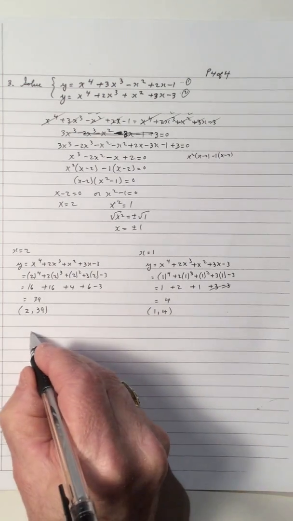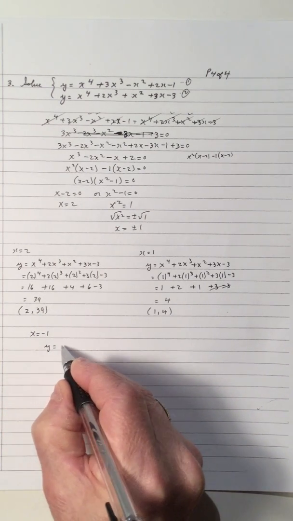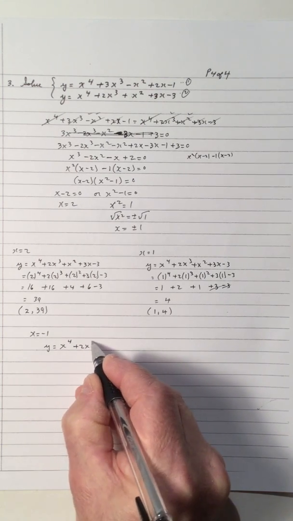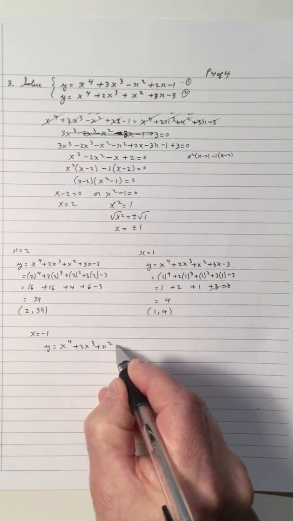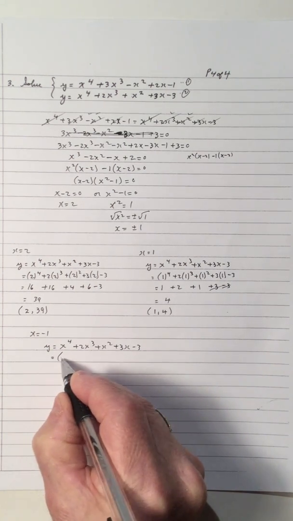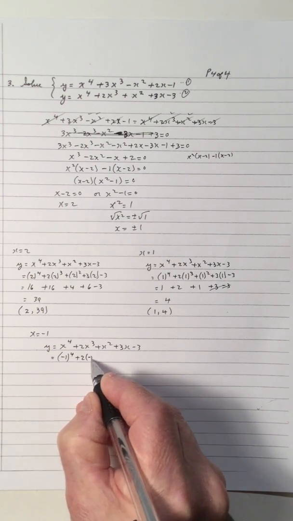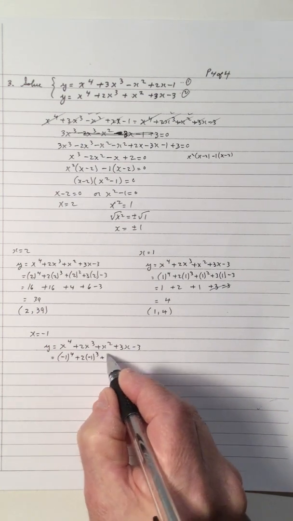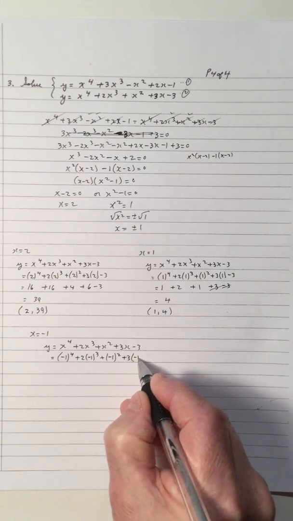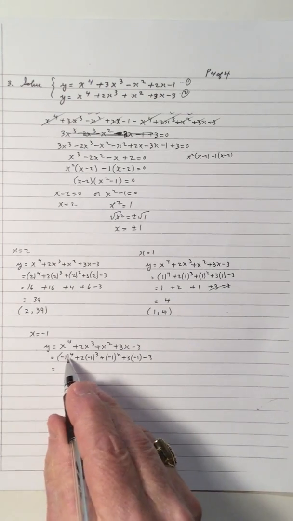Now, we're going to put in x equals negative 1, and we're going to sub it into the same equation, number 2. So it just takes longer to write it down. So I'm subbing in a negative 1. Take your time. Subbing in a negative 1. And now I work out the power, work out each term.